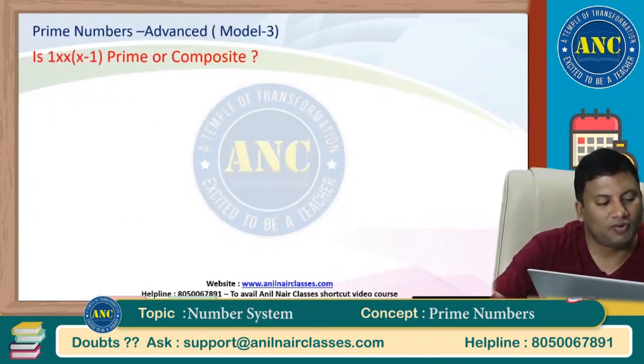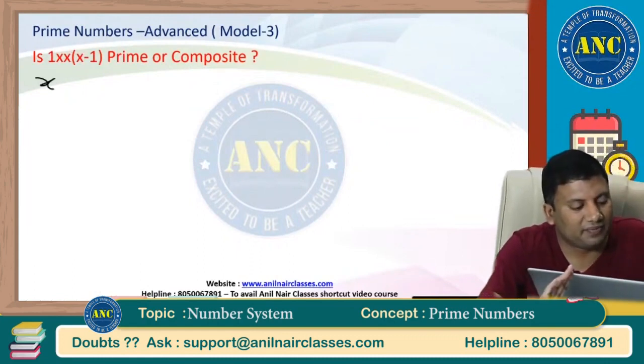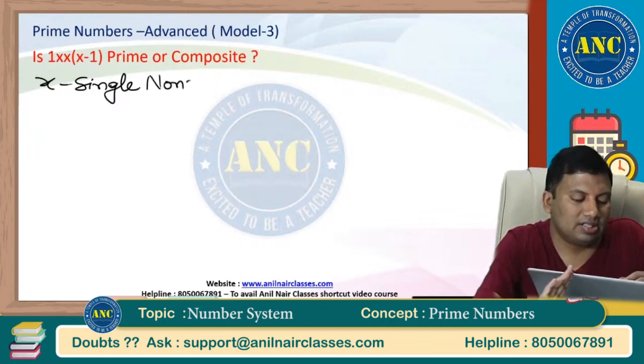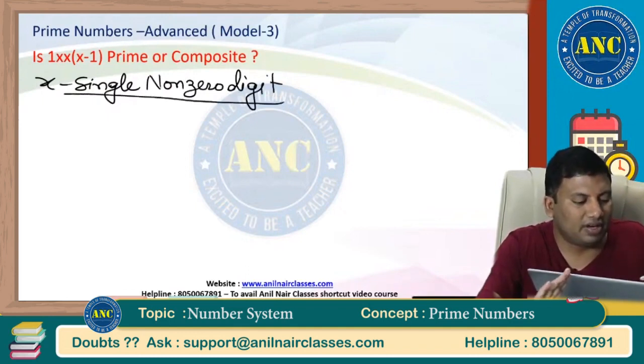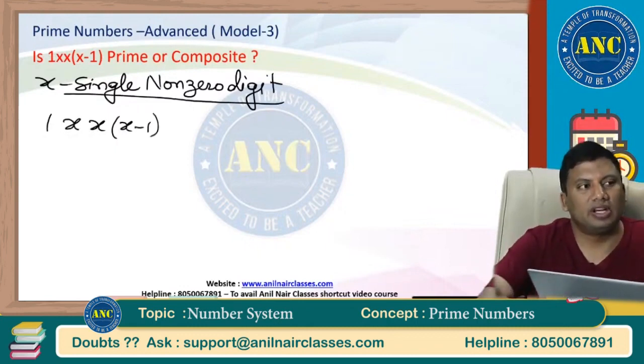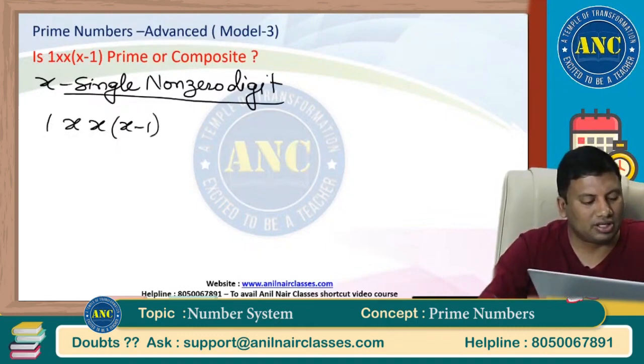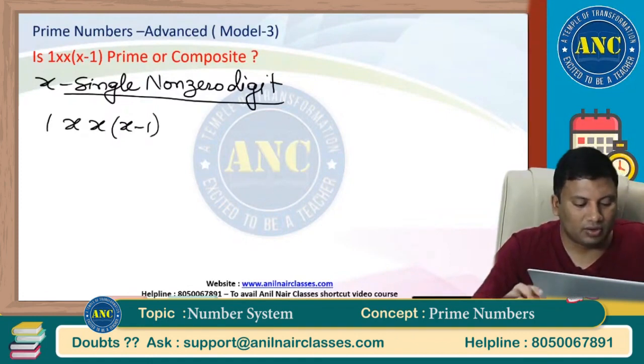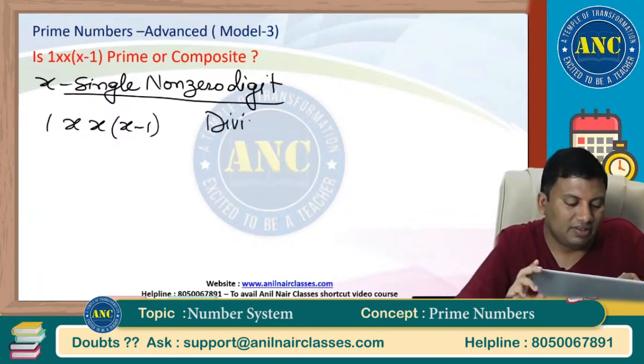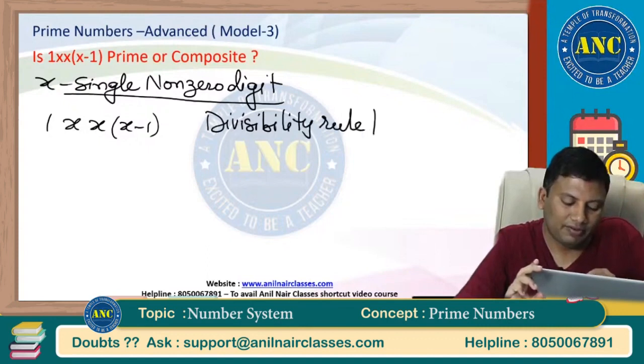Another good question. 1x, x is a single non-zero digit. Any number which is of the form 1x and x minus 1, whether this number is prime or composite. Now if you see here, prime or composite. Now there is a concept of divisibility rule of 37. Divisibility rule for 37. There are two concepts you should know.